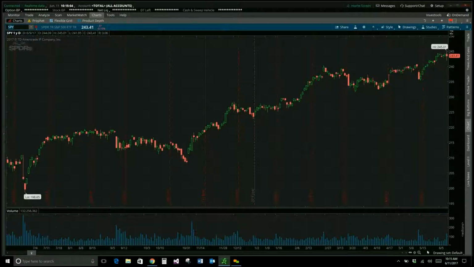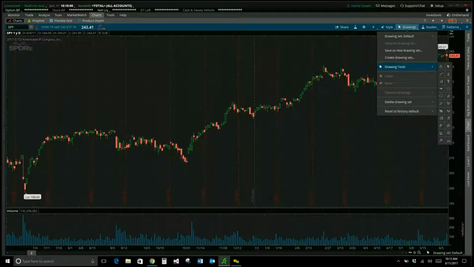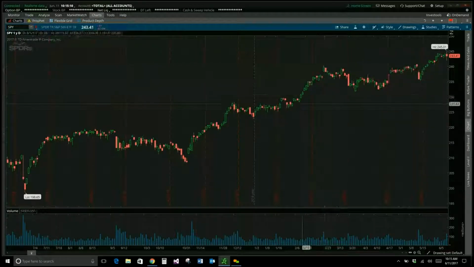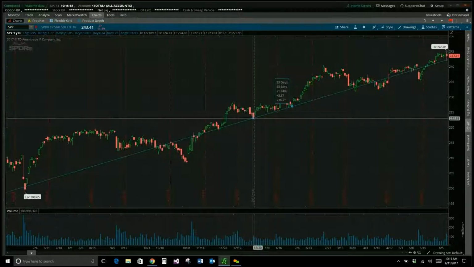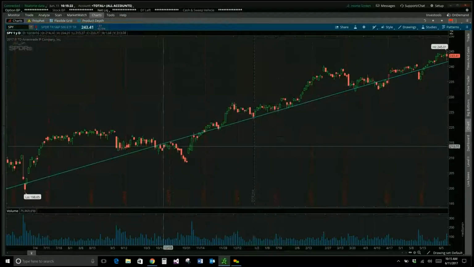Yeah, I think this will work. Okay, so let's plot a trend line right here, and it follows the same rules: the same three or more points of reference for a trend. So we could plot one right here. You can see multiple points of reference right here.